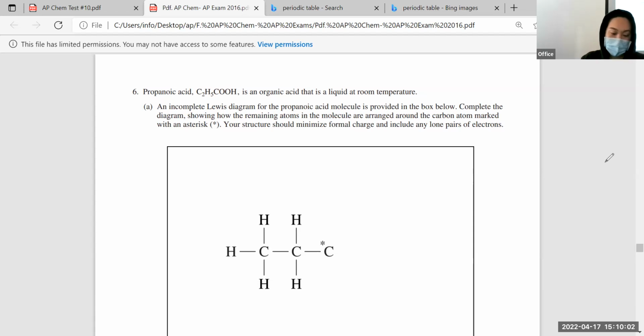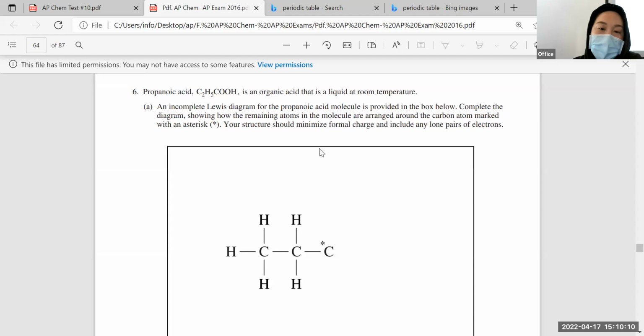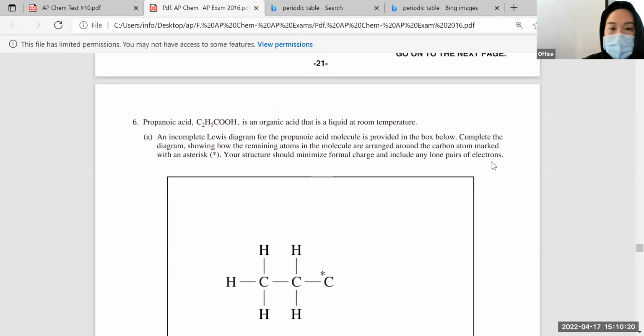Okay. An incomplete Lewis diagram for the propanoic acid molecule is provided in the box below. Complete the diagram showing how the remaining atoms in the molecule are arranged around the carbon atom marked with an asterisk. Your structure should minimize formal charge and include any lone pair of atoms. Okay.